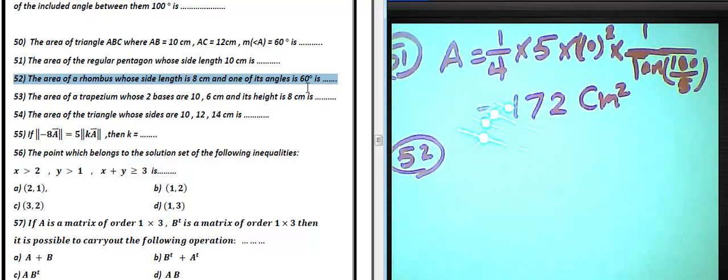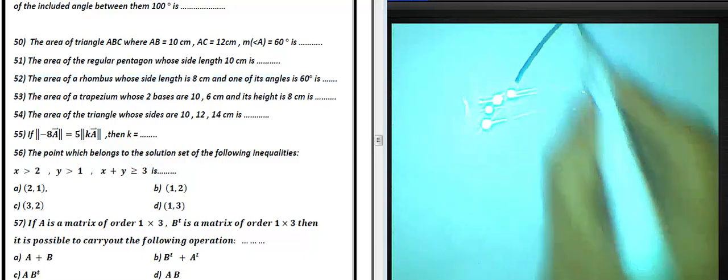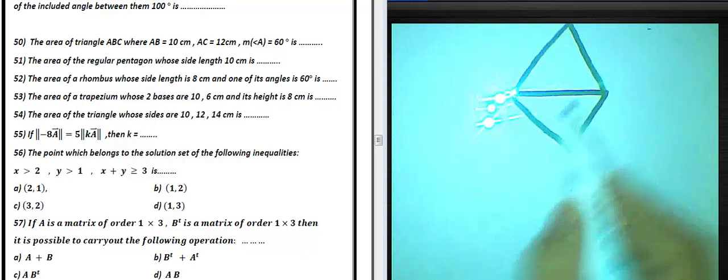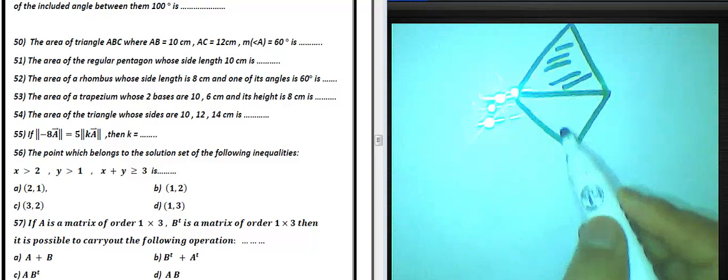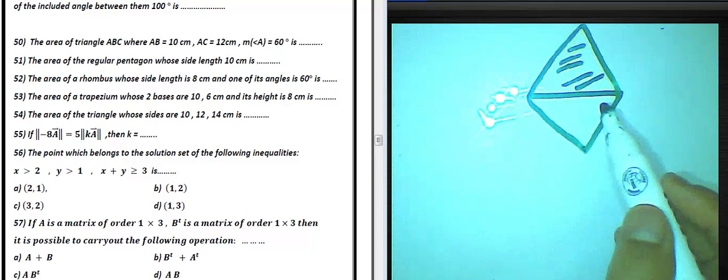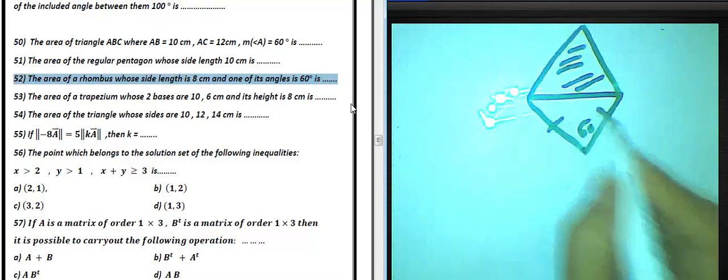Look at here. If we have a rhombus here, we can find the area of one triangle and multiply by 2 to find the area of the rhombus. Okay, we have the side length here was 8 centimeters, and one of its angles is 60 degrees. This angle is 60 degrees, and all sides are equal in length in a rhombus.